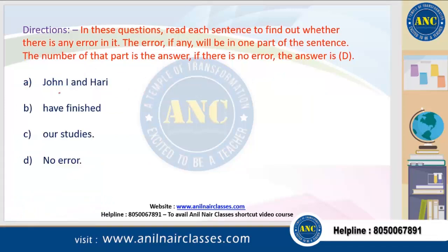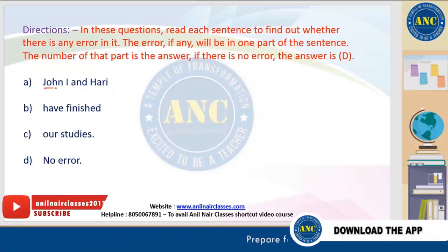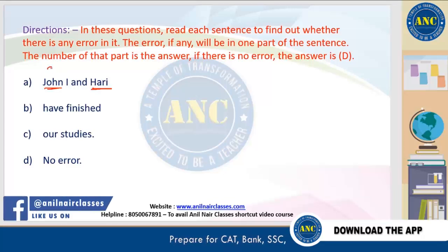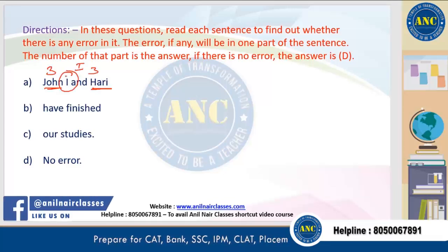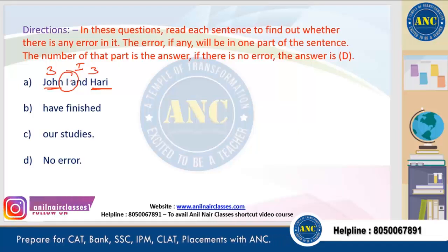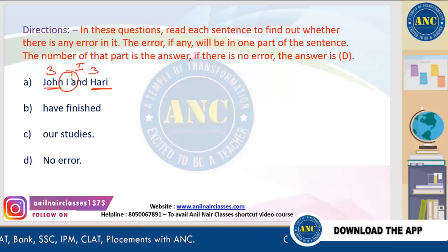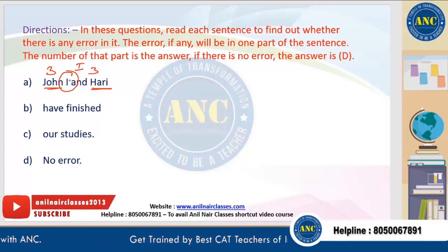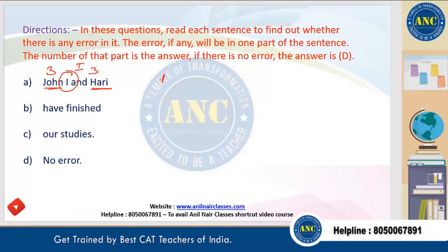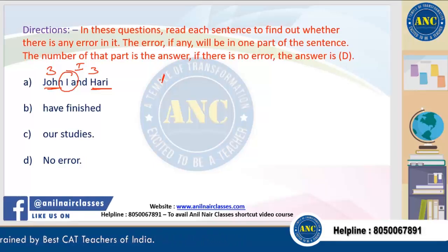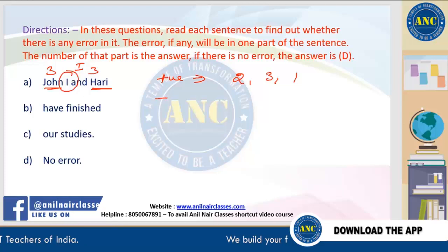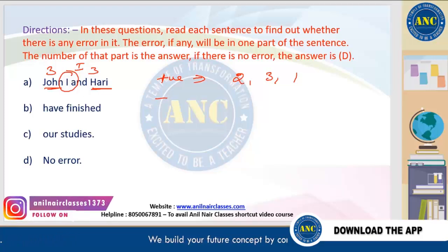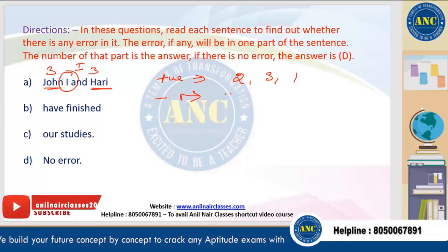Next question. John and I and Hari. So the moment I read this, I understand that John and Hari are the third person. I is the first person. So I have not learnt anything where I mark the first, third; it has to be either two parts. If it is the positive situation, then I will have the second person, third person and the first person. If it is a negative situation, I'll have the first, second and third.